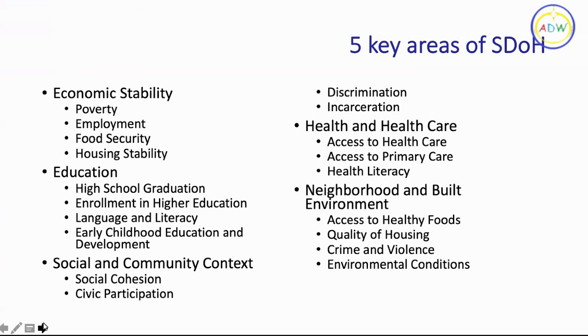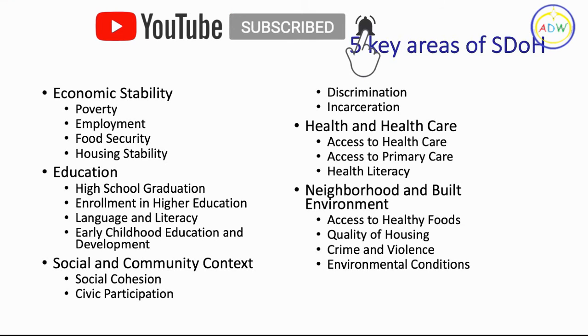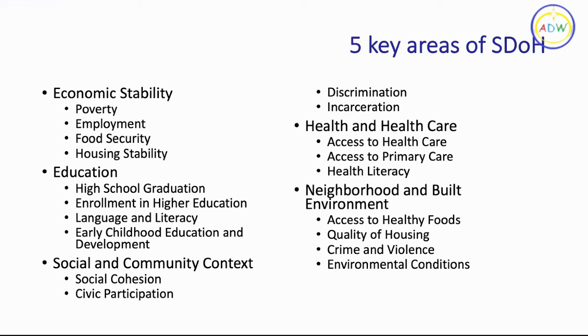Let's start with healthcare access and quality. The connection between people's access to and understanding of health services and their own health is important. This domain includes key issues such as access to healthcare, access to primary care, health insurance coverage, and health literacy. Education access: the connection of education and health and well-being is also of high importance. These domains include key issues such as graduating from high school, enrollment in higher education, educational attainment in general, language and literacy, and early childhood education and development.